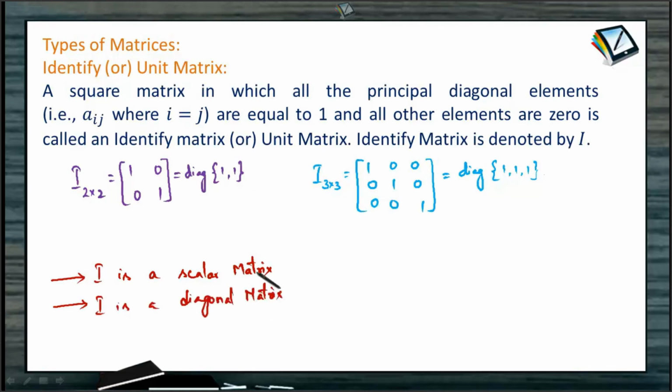Every identity matrix of whatever order, whether it is 2 by 2 or 3 by 3, is first a scalar matrix because all entries in the principal diagonal are equal. And it is also a diagonal matrix because other than the diagonal elements in the matrix, all other elements are zeros. So every identity matrix is a scalar, diagonal matrix with the equal entries as 1, then the matrix is an identity matrix, right?